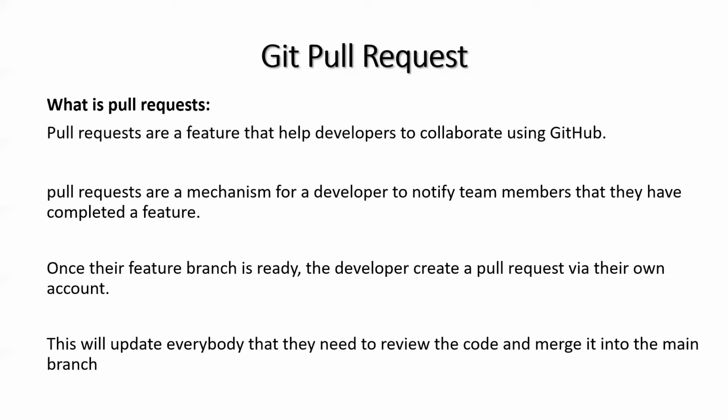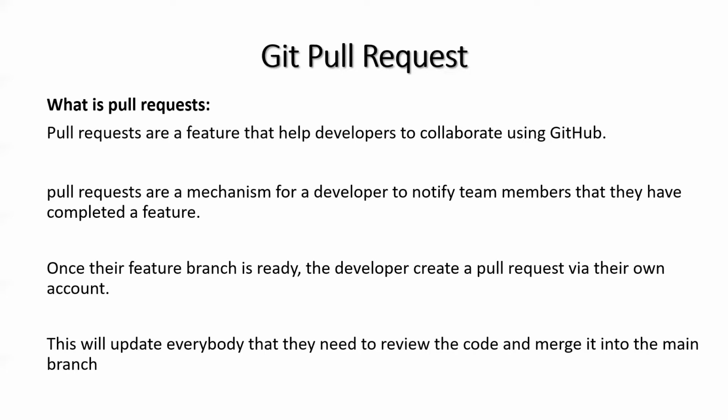So here, pull requests are a feature that helps developers collaborate using GitHub. A developer can send the pull request once they have completed their feature branch, so that everybody knows that his feature is completed. Then any developer can review the code, and if everything is fine, he can merge the code into the main branch.